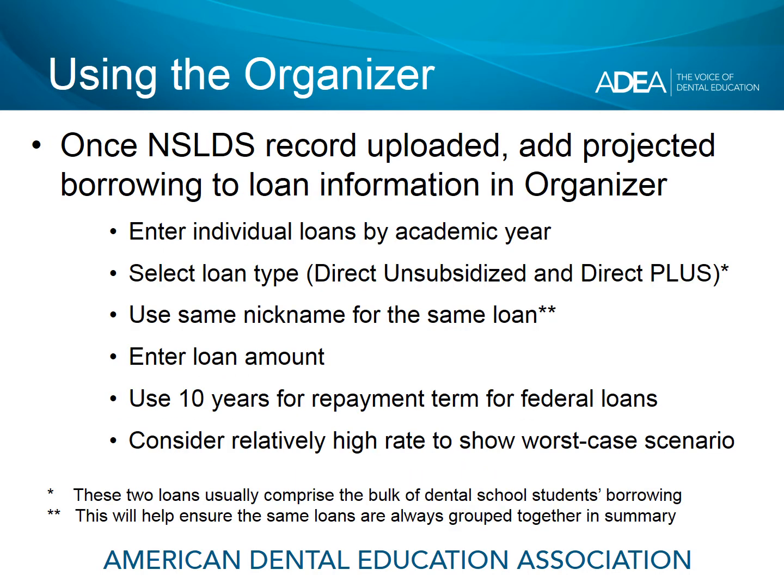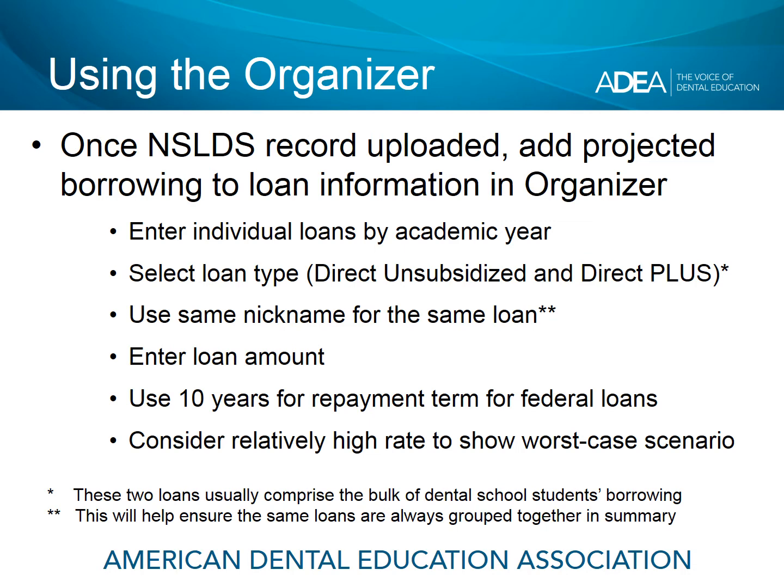Now, once you get to the organizer, the first thing you want to do is to upload your federal student loan record. Any federal loans you already have from college, post-bac program, or dental school, upload them directly into the organizer. But then you want to be sure to add any projected borrowing, loans that don't show up yet on NSLDS. You want to be sure that you add those to the organizer so that you'll get a realistic look at what your repayment is going to be when you graduate from dental school. You enter individual loans by academic year. We're going to show you all this on the next slide.